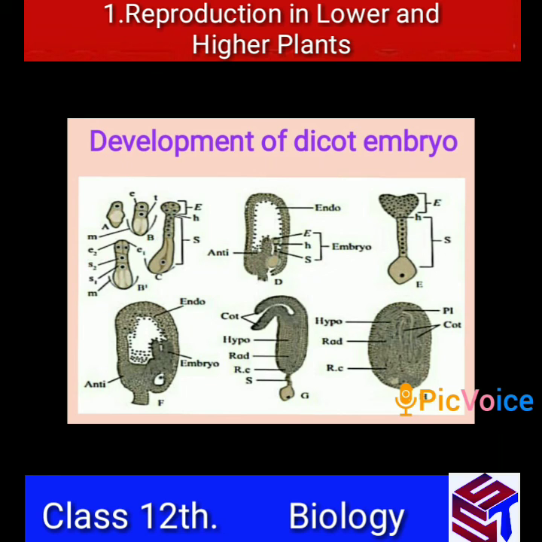In diagram G you can see 2 cotyledons shown at the top position. Next is the plumule, and a radicle, and a single cotyledon is also seen. 2 cotyledons will be seen in dicots and 1 cotyledon will be seen in monocots. Okay, thank you.